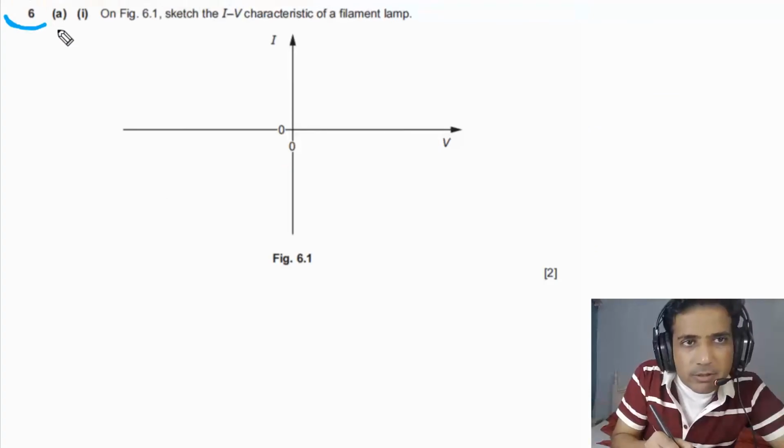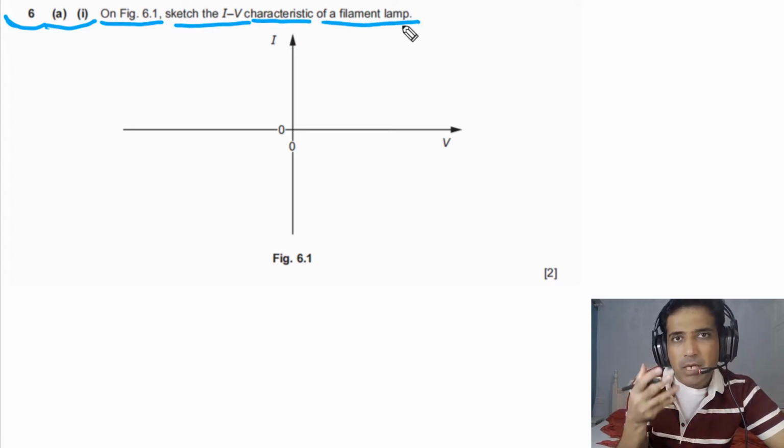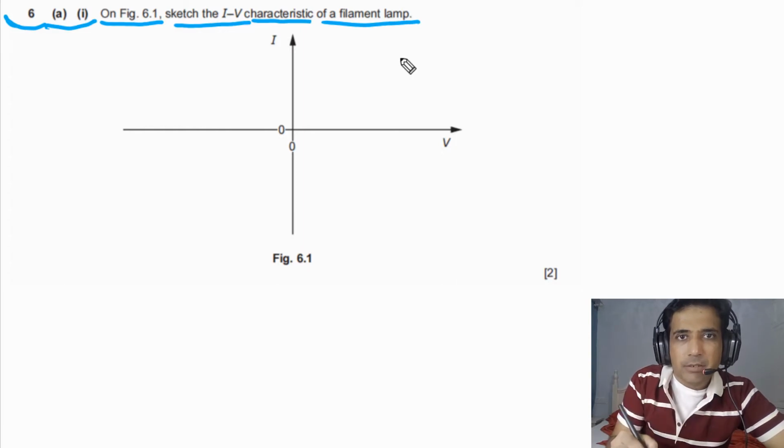For our question number 6, part A1 on figure 6.1, we need to sketch the IV characteristic of a filament lamp. Simply, we need to sketch the IV curve for a filament lamp. As voltage increases, more electrical energy is converted into thermal energy. As more thermal energy is produced, the temperature of the filament lamp will rise. As temperature rises, the resistance of the filament lamp increases. We have to use this concept to sketch the curve.